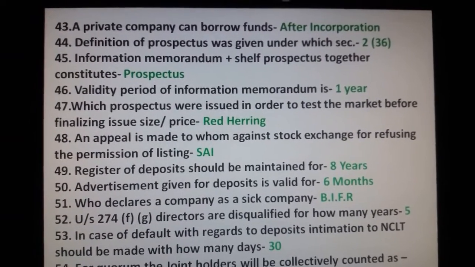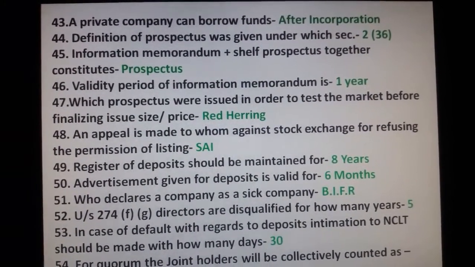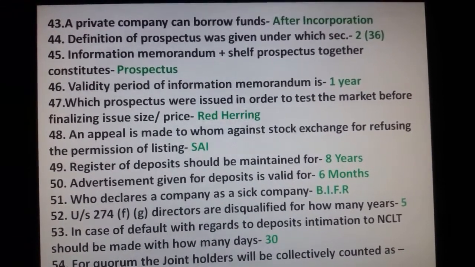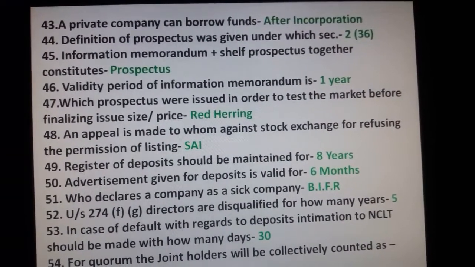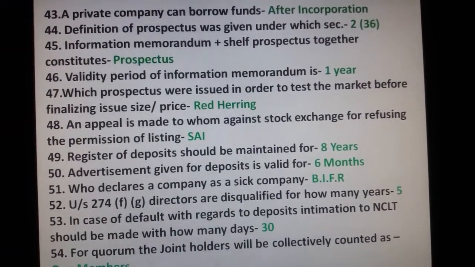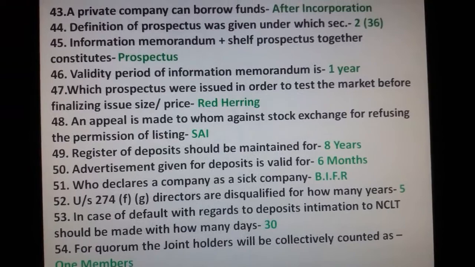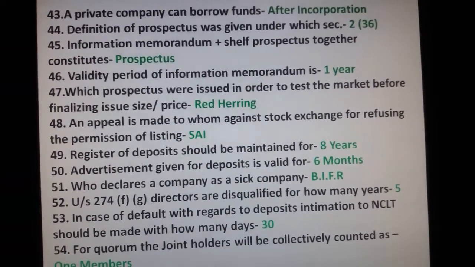Against stock exchange for refusing the permission of listing, SAI. Registrar of deposit should be maintained for 8 years. Advertisement given for deposit is valid for 6 months. Who declares a company as a sick company? BIFR.